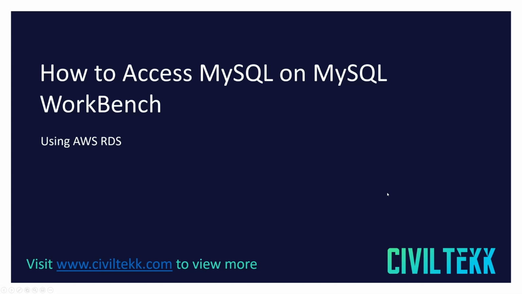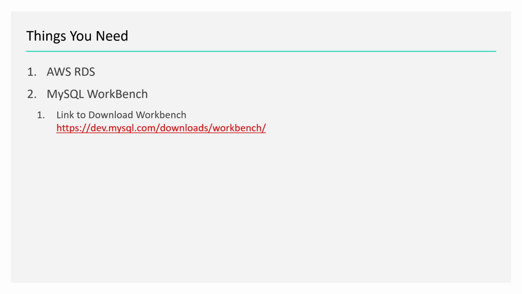Today we'll be talking about how to access your MySQL on MySQL Workbench using AWS RDS to create your database instance. So what do you need today? You need to have your AWS account. We'll be using the RDS service, which is a managed service. And to show how you can use your database instance, we'll be using MySQL Workbench as an example. I have also provided a link where you can download the Workbench.